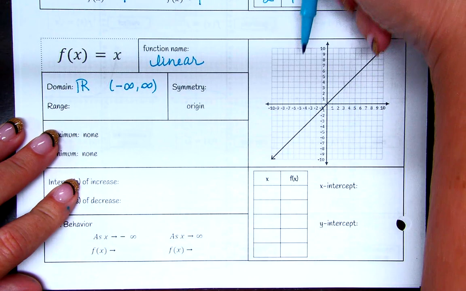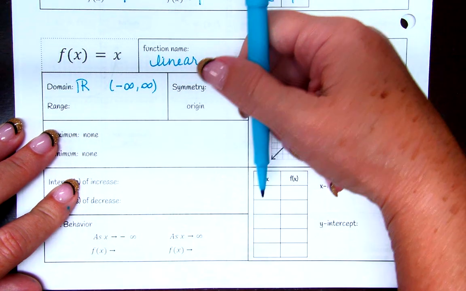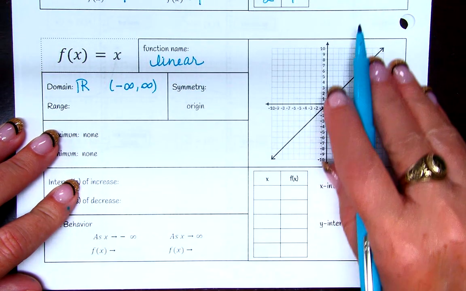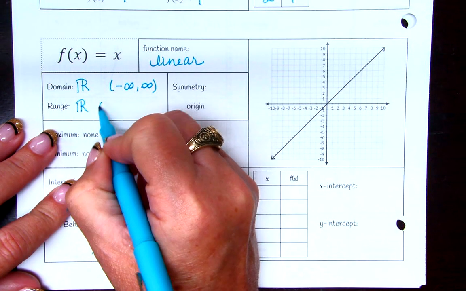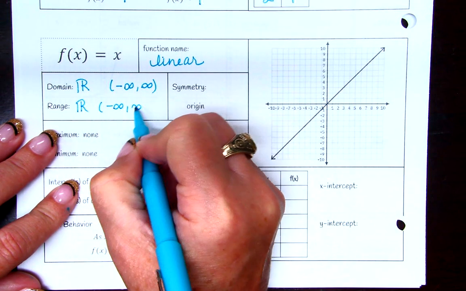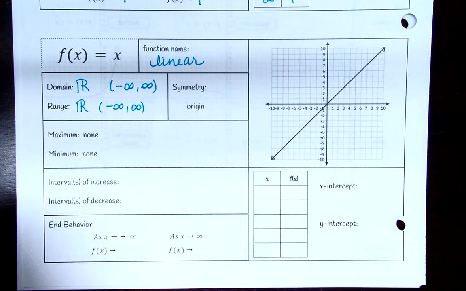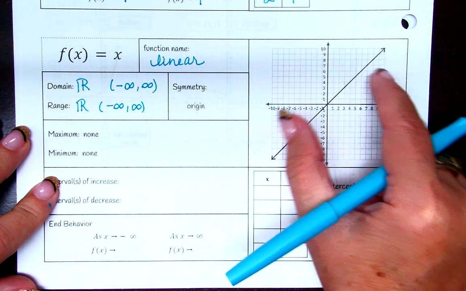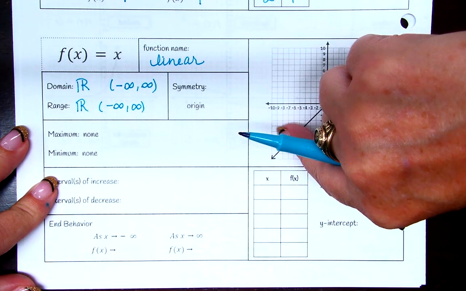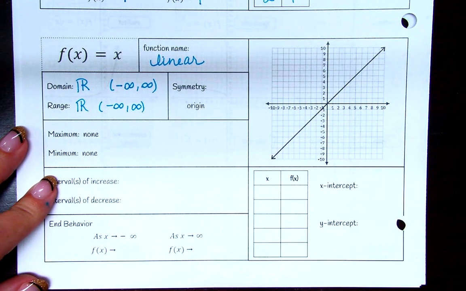How far down does it go? All the way. And how far up does it go? All the way. So is it okay that our domain and our range are exactly the same? Yeah, absolutely. The symmetry is around the origin, which means I could take this and spin it around and it's right on top of each other, right?